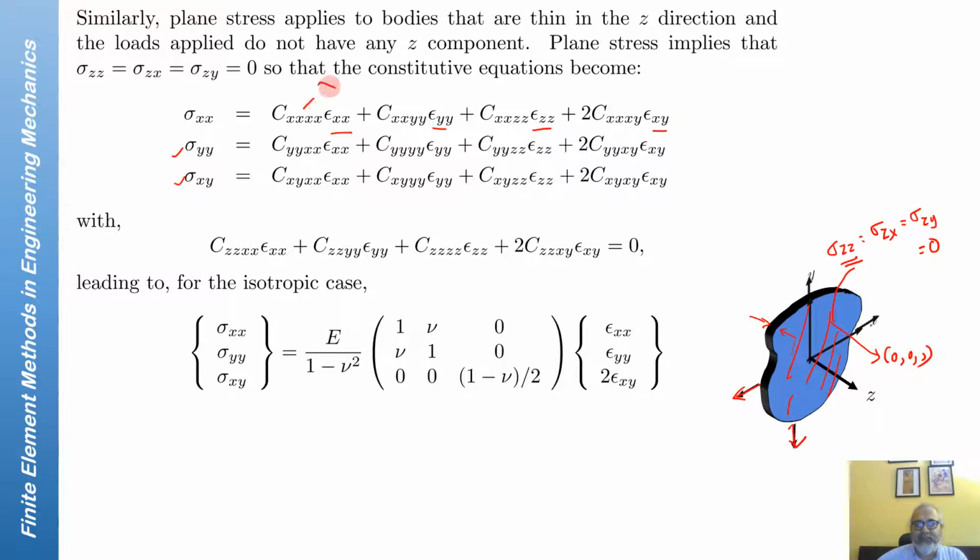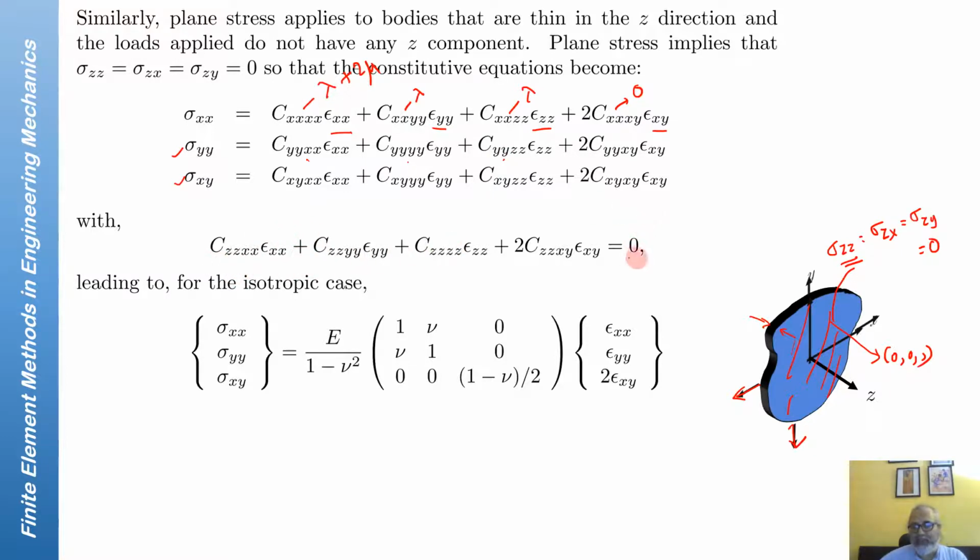Again, this is for isotropic equal to lambda plus 2 mu. This is for isotropic lambda. This is for isotropic lambda. This is for isotropic 0, and so on. So this is also lambda. This is lambda plus 2 mu. This is lambda, and so on. And then you finally write the one for sigma zz.